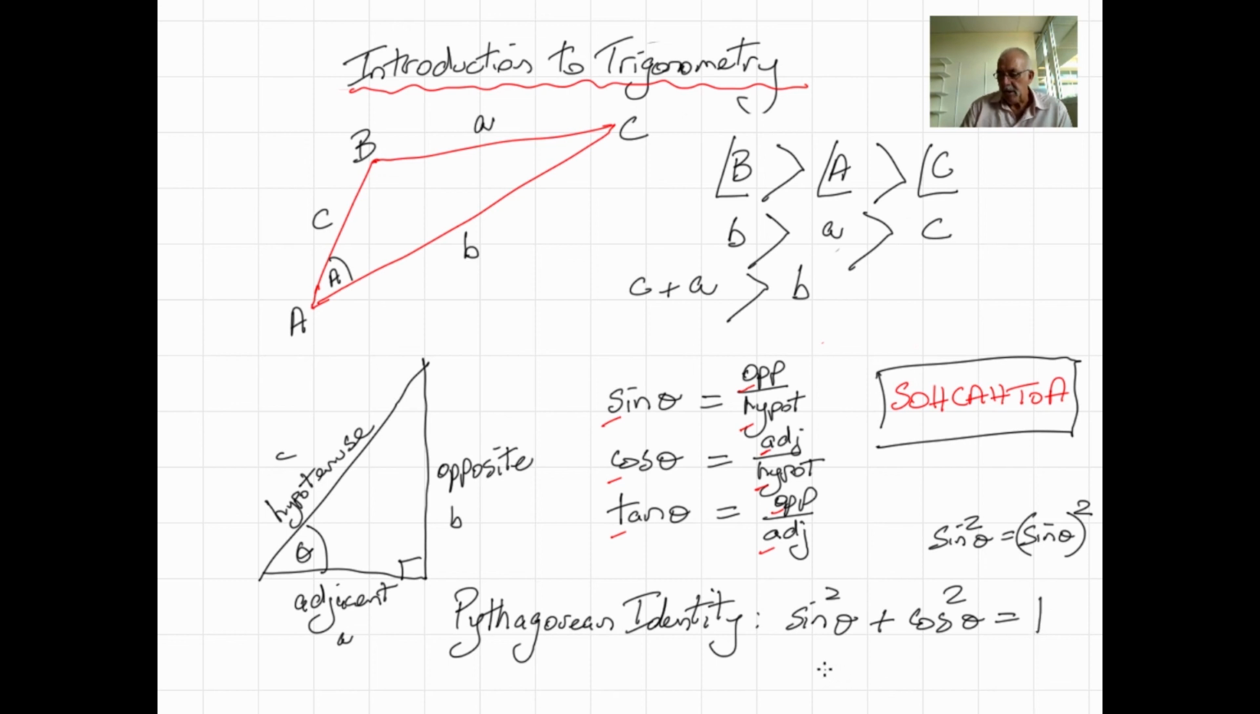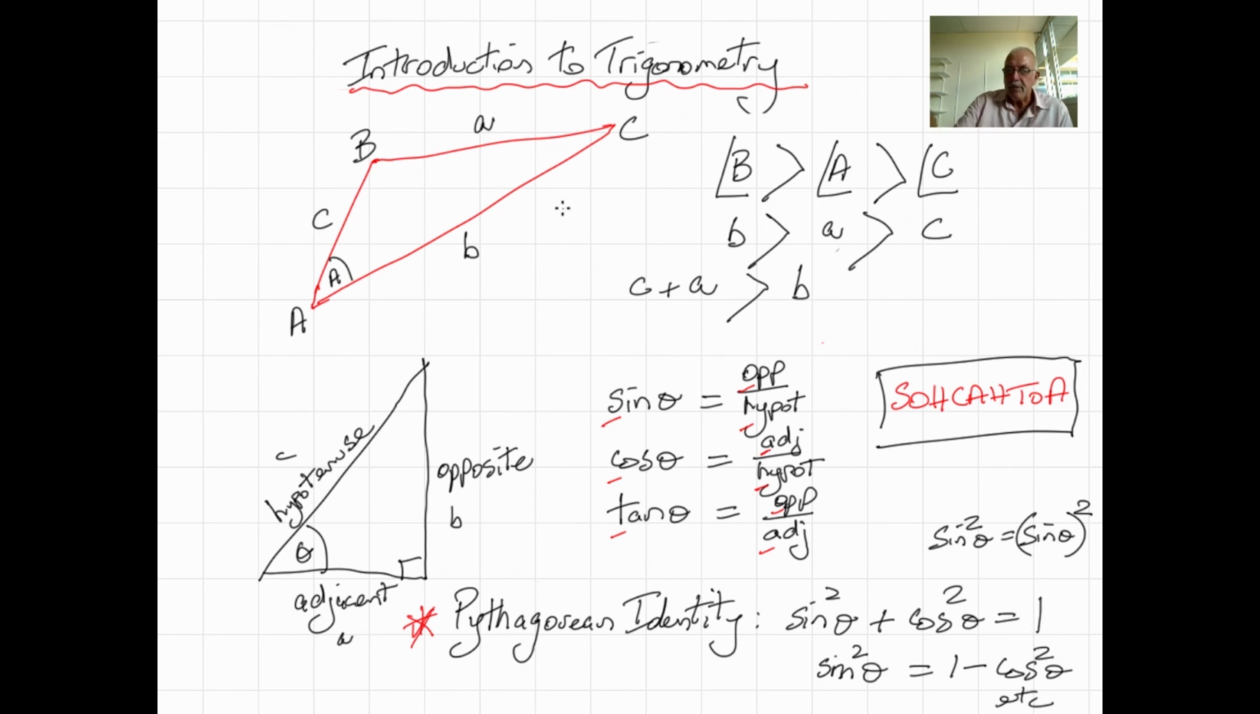You can transpose that formula to get sine squared by itself. So sine squared theta, take that over the other side, will be 1 minus cos squared theta, etc. And you could take sine squared over that and so on. So the Pythagorean identity is one that you'll come across not just in this course but in other courses as well. So that's worthwhile committing to memory.